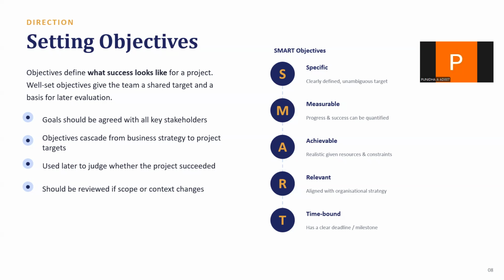A couple of important notes here. Objectives should cascade from the overall business strategy down to the individual project targets. They need to be agreed with all key stakeholders, and they should be used later, at the end of the project, to actually judge whether it has succeeded. And if scope or context changes mid-project, objectives should be reviewed too.